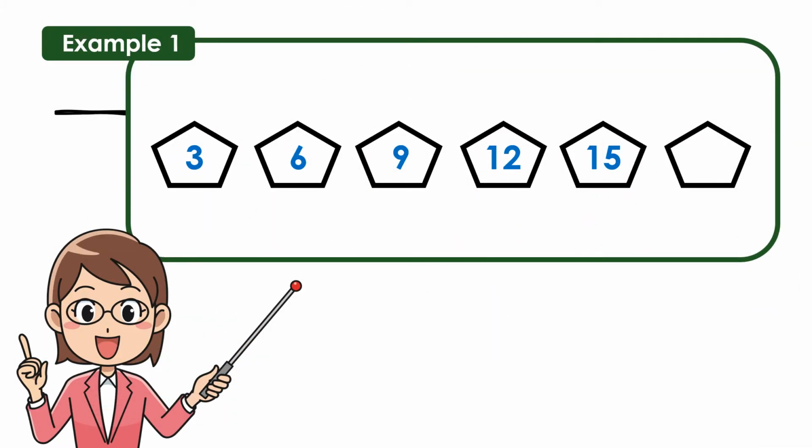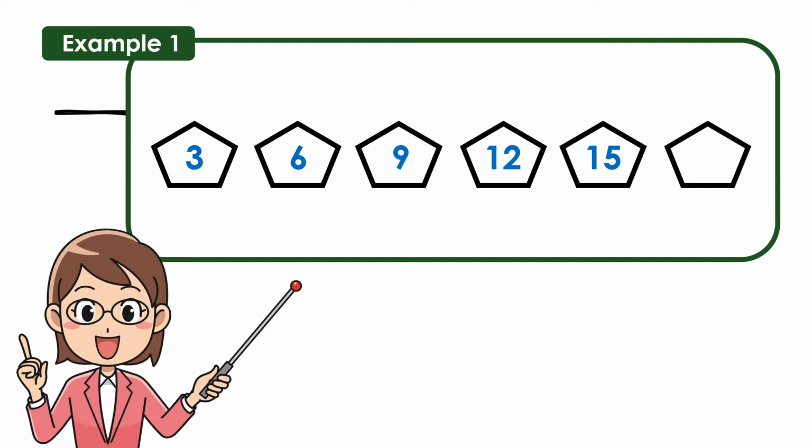Let us have some examples. Example 1. Observe the given numbers. We have 3, 6, 9, 12, 15, and an unknown here. What have you observed? Again, we have numbers 3, 6, 9, 12, 15. Does it have a pattern? Yes, it has a pattern.